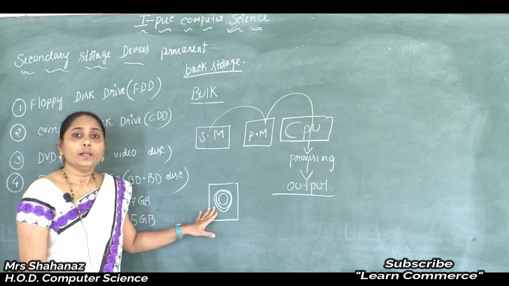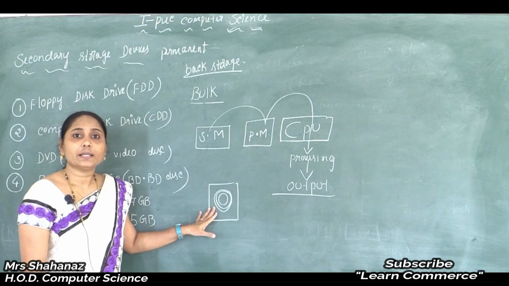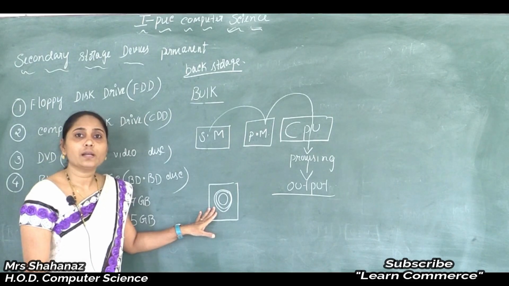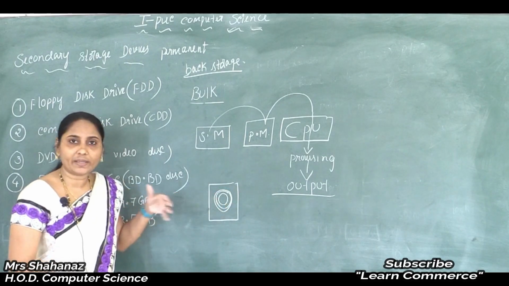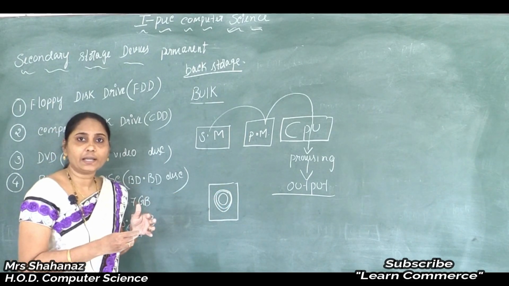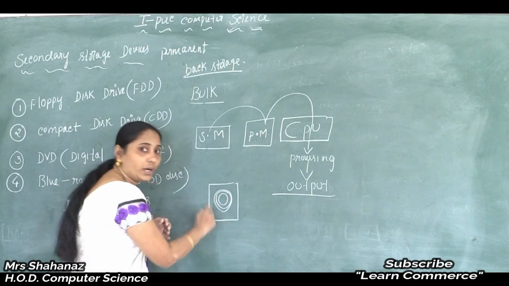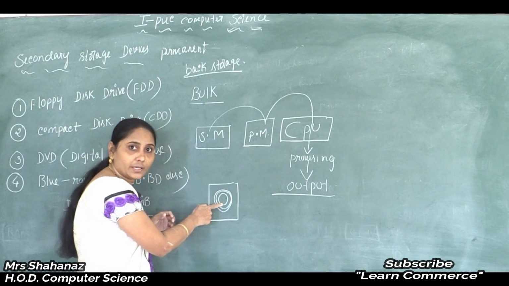The floppy disk is a thin, flexible, circular plastic plate. Clear this point here? The plate is very thin and its shape is circular in this case here. Clear this point here?